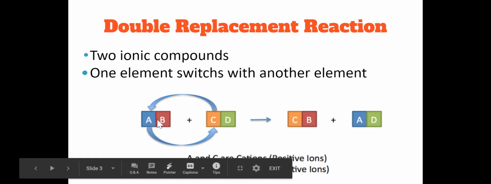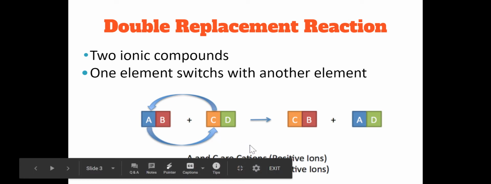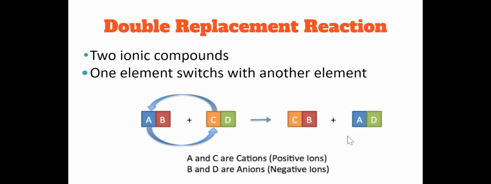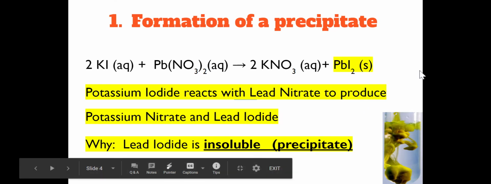Basically, A and C are both positive ions. Think about them as both being metals. They're going to switch places to form two new compounds. Positive and positive switch. So why can this happen? There are a few situations that can help this to happen.